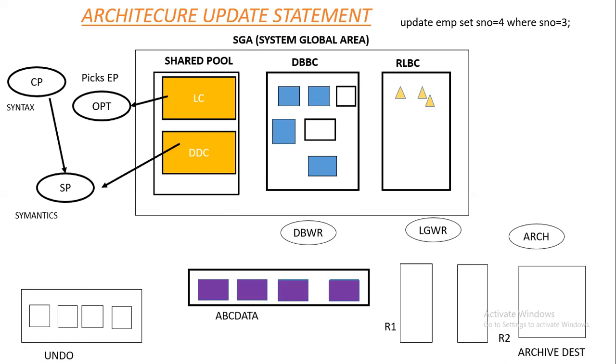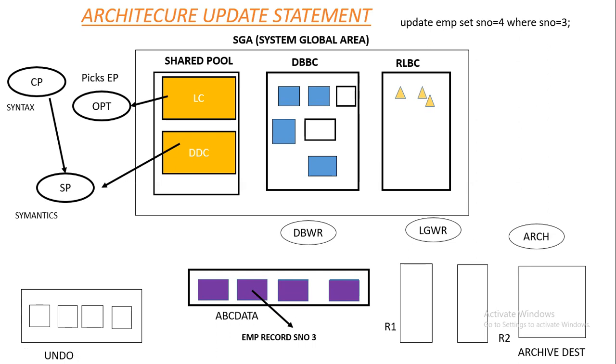So here in this update statement, our data is available somewhere in the data file or the tablespace. Let's assume our data is available somewhere here, and let's see how it will be processed further. What is the value of the data? EMP record serial number 3, and we have to modify it to 4.